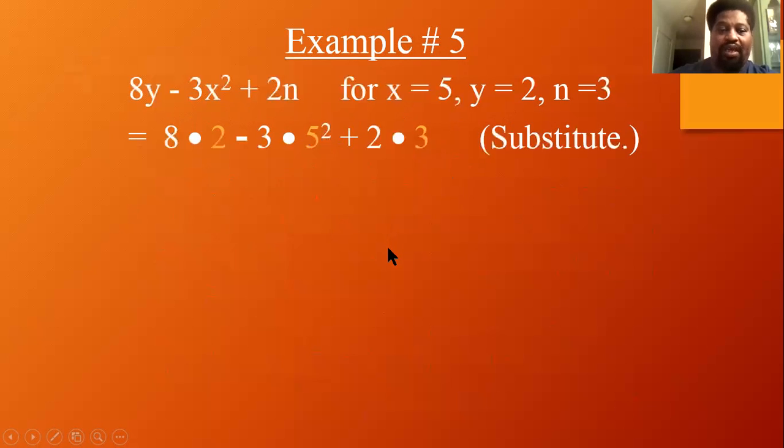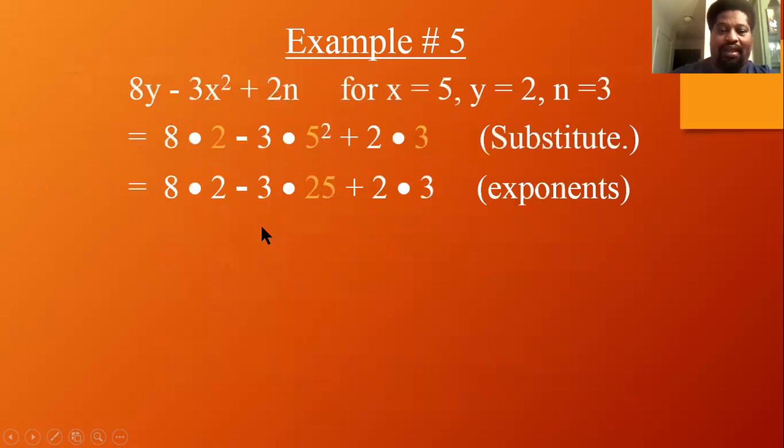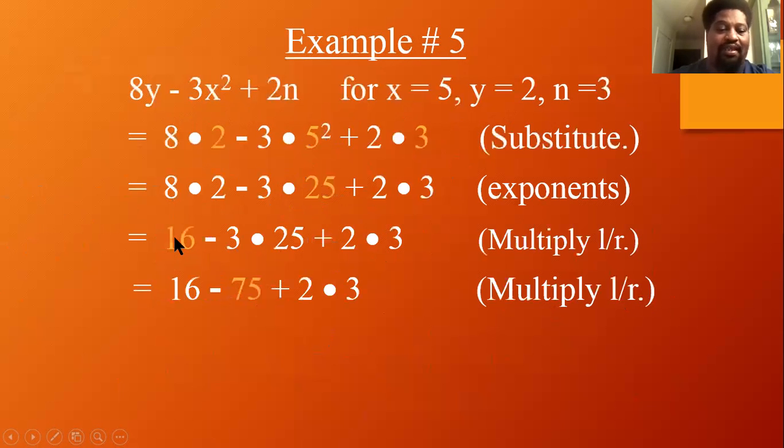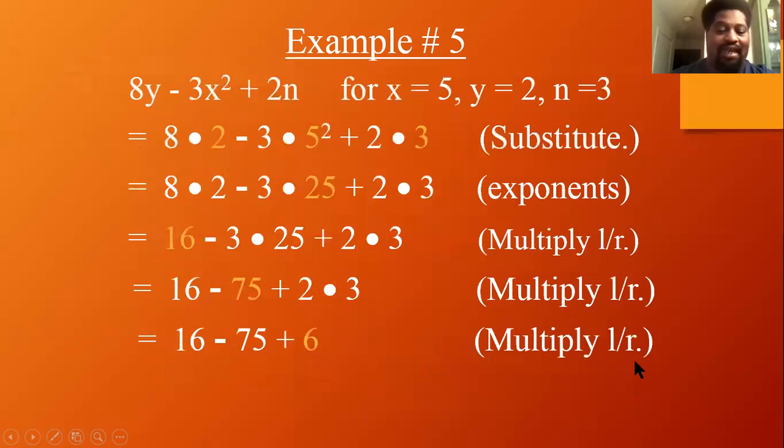So now we can go ahead and do what we need to do. All right, exponents first. 8 times 2 minus 3 times 25, 5 squared there, 25 plus 2 times 3. Next thing we're going to do is multiply left to right. We got 8 times 2, which is 16, minus 3 times 25 plus 2 times 3. 16 minus 3 times 25 is minus 75 plus 2 times 3. We still multiply again, left to right. 16 minus 75 plus 2 times 3, which is 6.